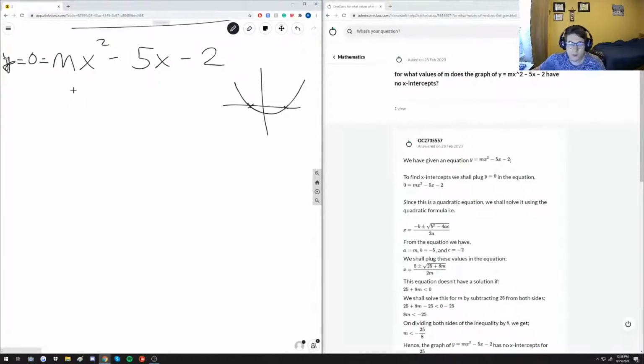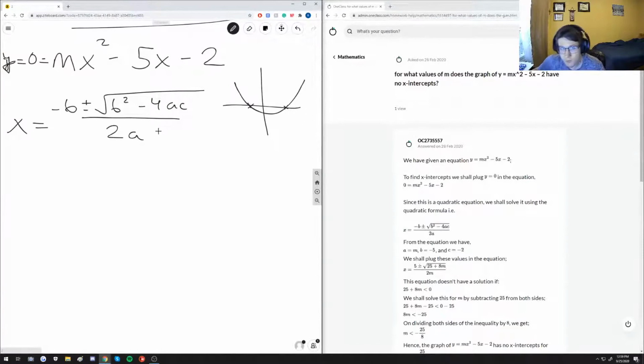And in order to solve this, we could turn to the quadratic equation. The quadratic equation is x is equal to negative b plus or minus the square root of b squared minus 4ac, all over 2a. Whenever we have a parabola set equal to 0, we can use the quadratic equation, where a, b, and c are the coefficients of our quadratic equation respectively.